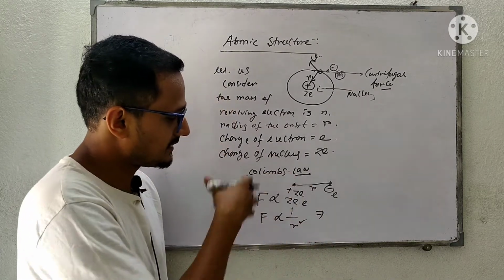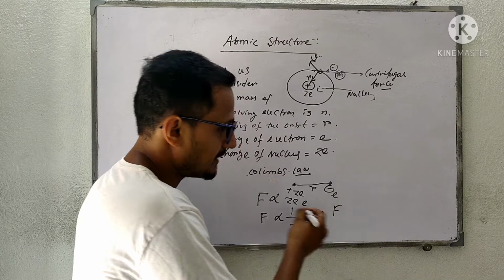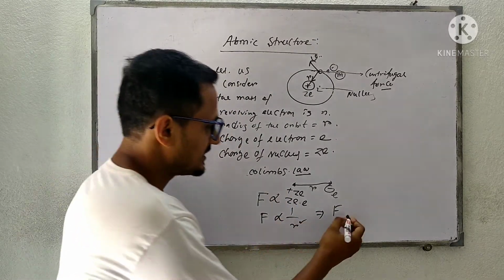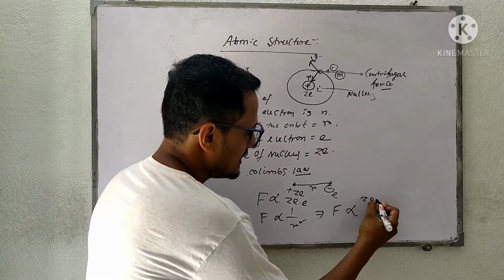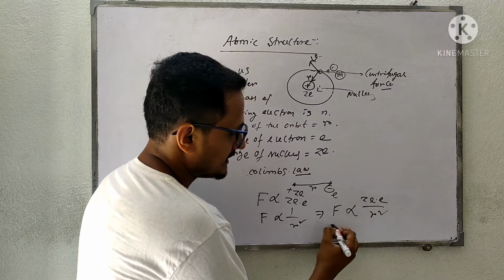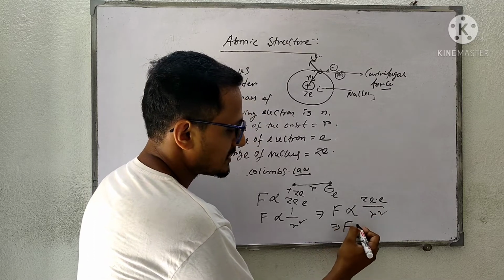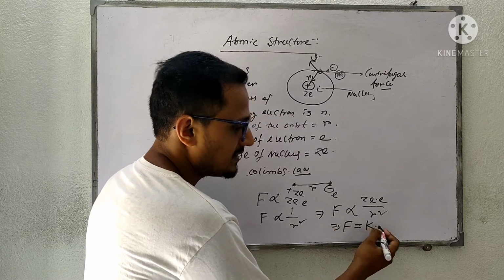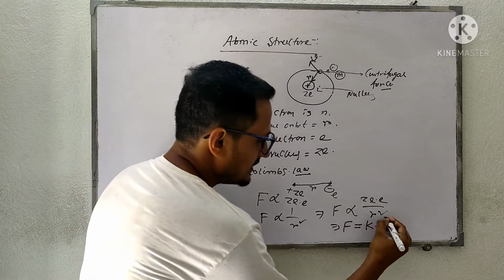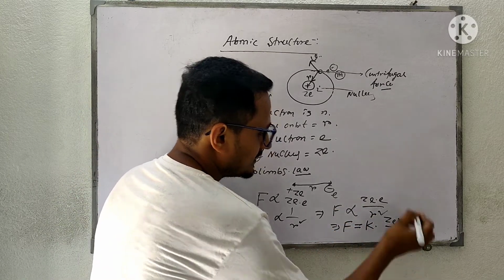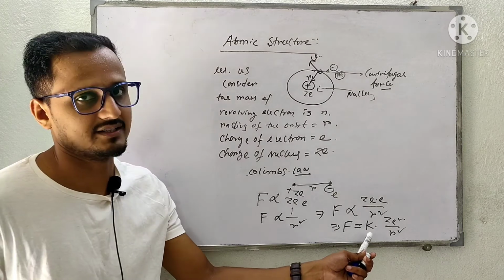Then if you join this together, by the law of variation you will get F proportional to Ze into e by r square. Now if you replace this proportional sign by an equal sign, you will get a constant, that is K, which is called the proportionality constant, and you will get F equals K Ze square by r square. Now this K has a particular significance.